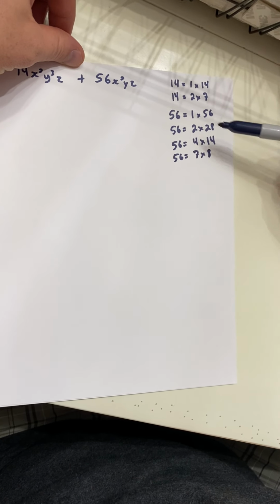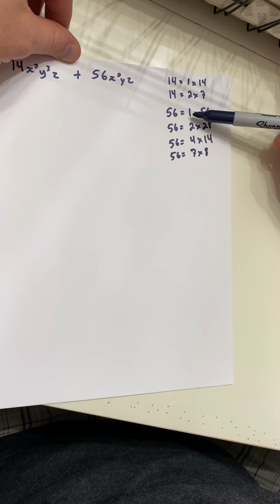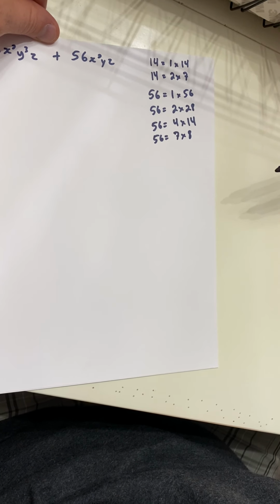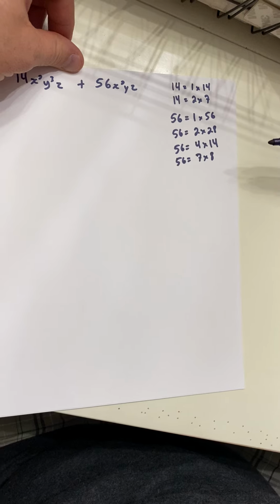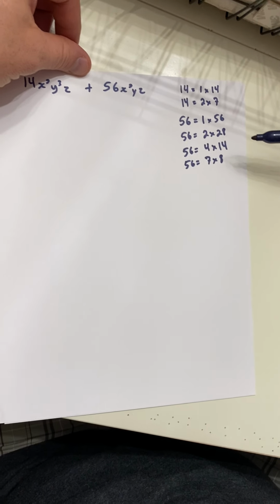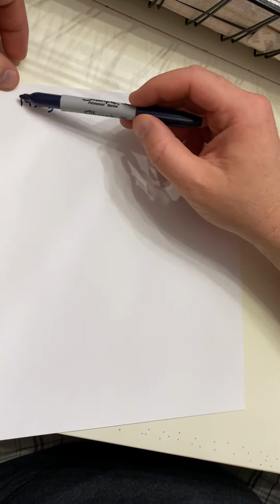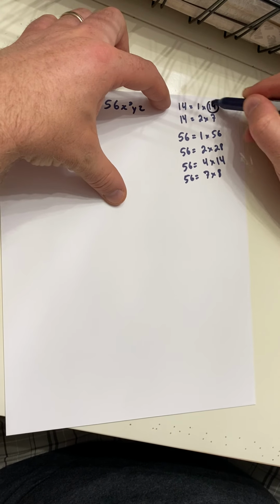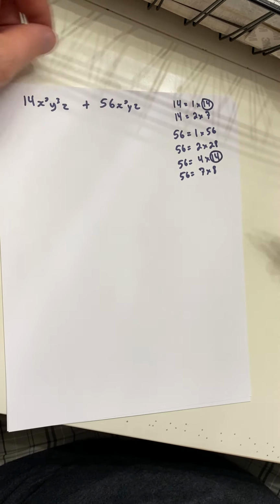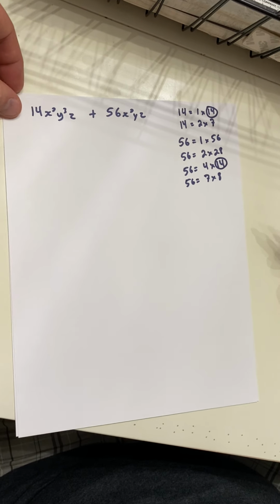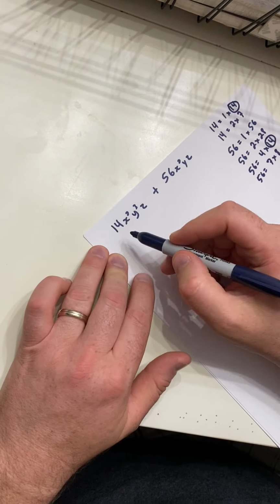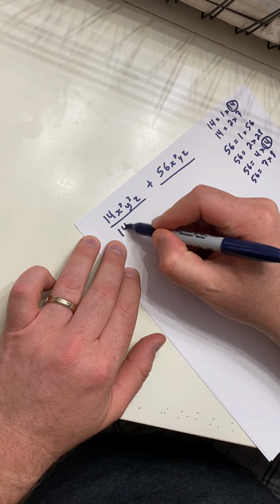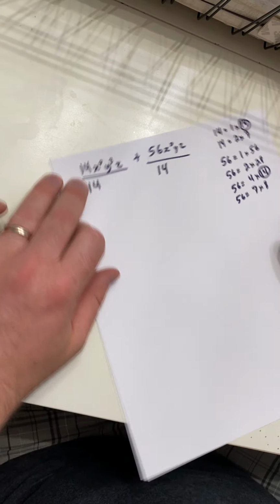Anyway, so now these are all the factors of 56: 1, 2, 4, 7, 8, 14, 28, and 56. I want to find the greatest common factor of those two coefficients. Well, the greatest common factor is 14. It's the biggest factor in both. So now I'm going to divide both by 14.